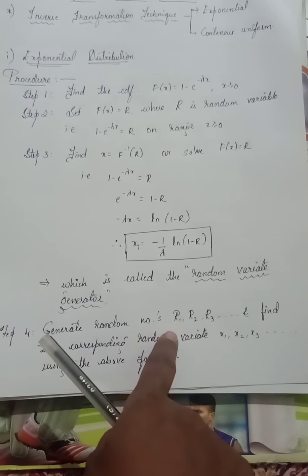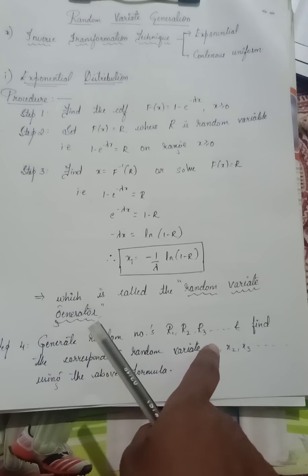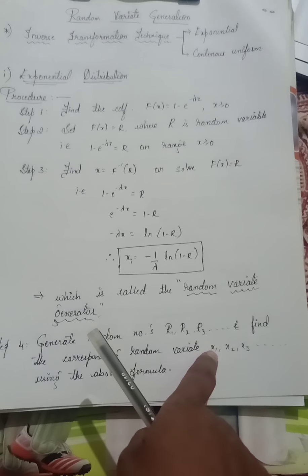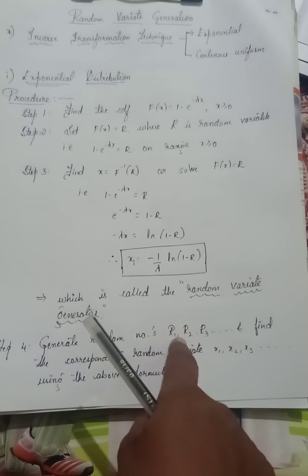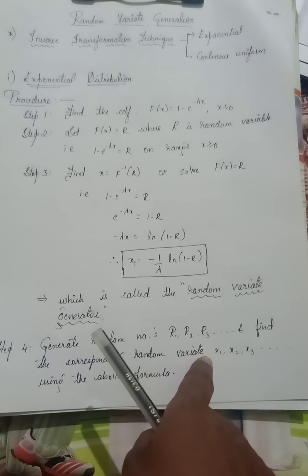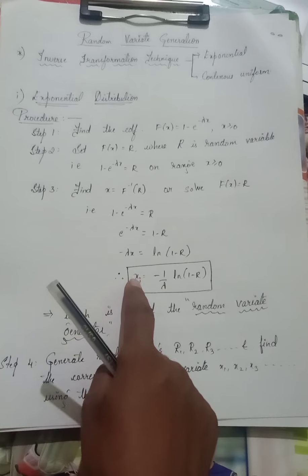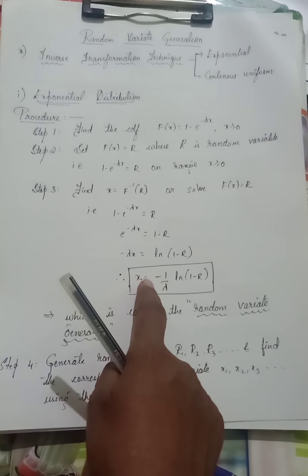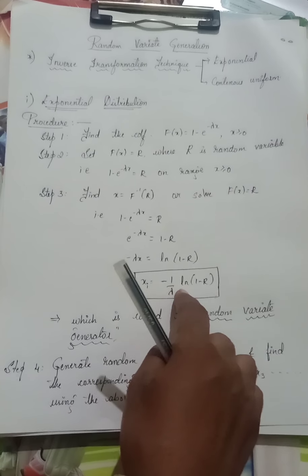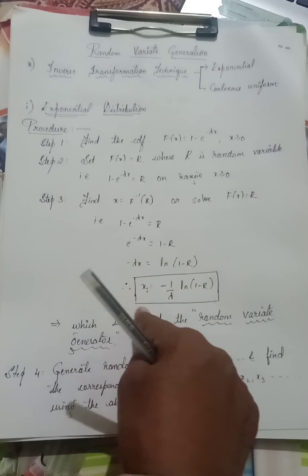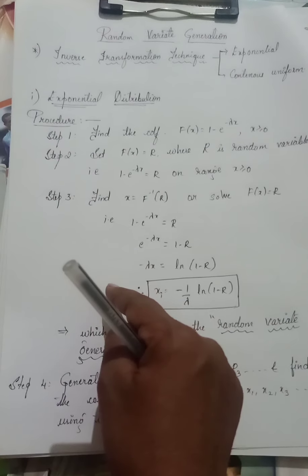Clear? R is nothing but the random numbers and x is the random variate. So we are going to find random variates by using the random numbers. As many random numbers are given, that many random variates we need to find, using the formula Xi = -1/λ times ln(1 - Ri). This method is called the exponential distribution. Clear?